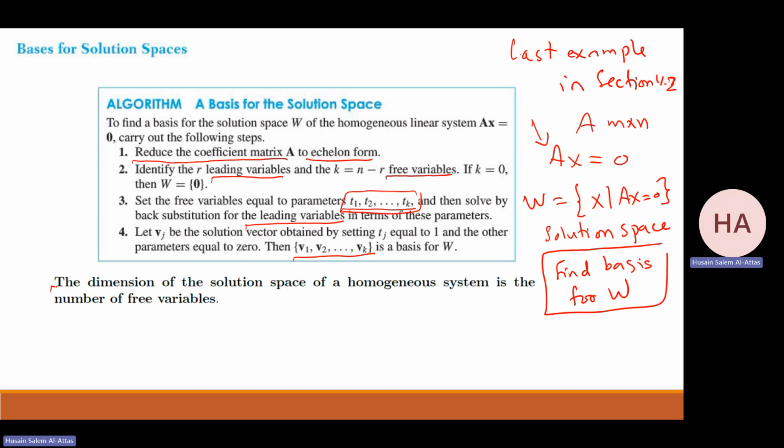Note the dimension of this solution space is the number of free variables. So if you ask me about the dimension of the solution space of a homogeneous system, no need to do all of this. Just reduce to echelon form, and when I reach the free variables, the number of free variables will be the dimension right away.